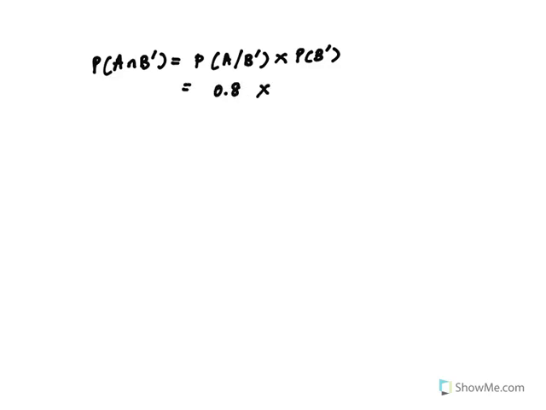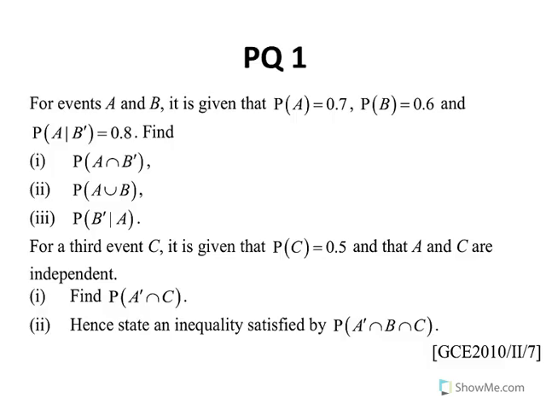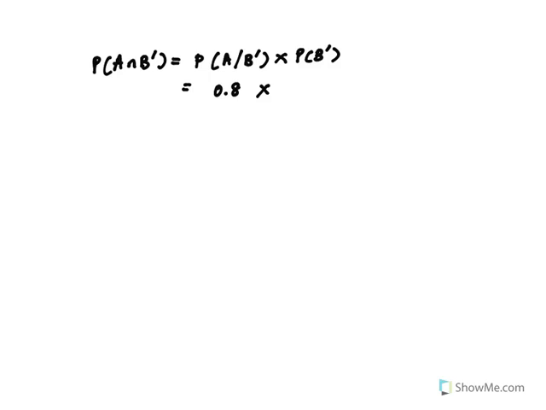And the probability of B prime, we look at what we are given. We're actually given the probability of B, right? This is equal to 0.6. So the probability of B prime is the same as 1 minus the probability of B, which is 1 minus 0.6. And so our answer finally comes out to be 0.8 multiplied by 0.4 to give us 0.32. And this is for question 1.